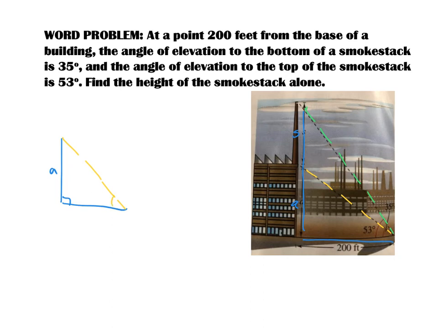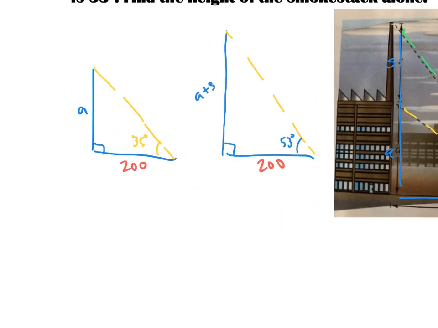Therefore, if I were to draw these 2 triangles out, I would get something that looks kind of like this, where this angle is 35, and a second that looks like this, where this angle here is 53, and this side is A plus S, where S is the height of the smokestack. So clearly, if I could find A and then also find A plus S, I could subtract them and just get S. I know that this side is constant at 200, so I'm going to use a little tangent method work here.